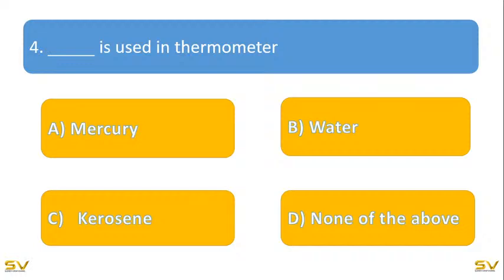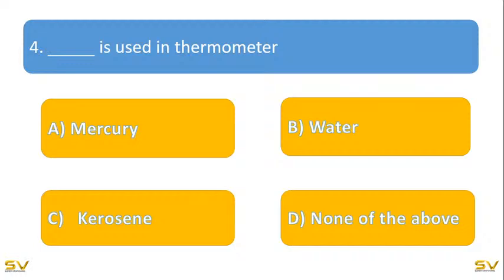Dash is used in a thermometer. Is it mercury, water, kerosene, or none of the above? Yes, a lot of members answered correctly. I think no one answered wrong till now. Nearly 19 members have participated, and all are typing it correctly.